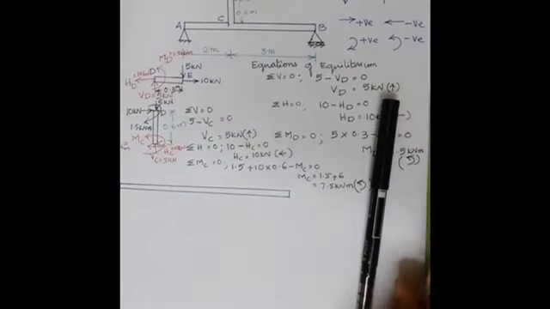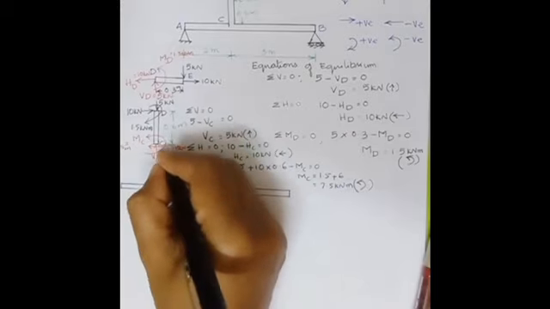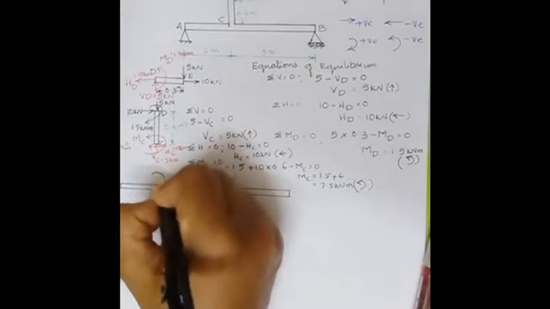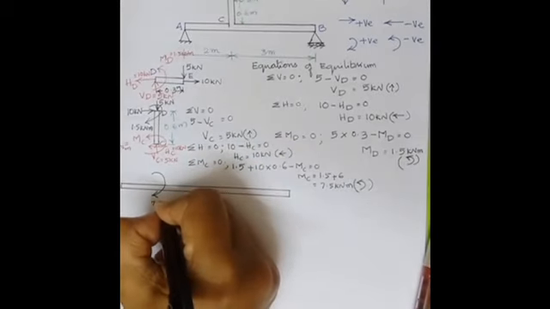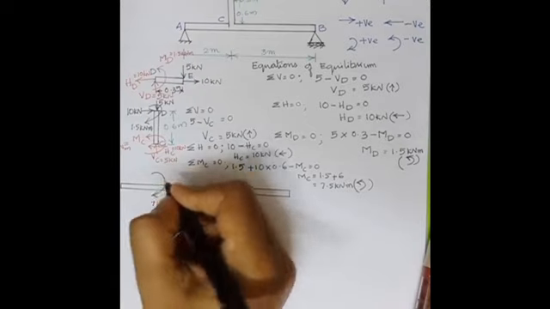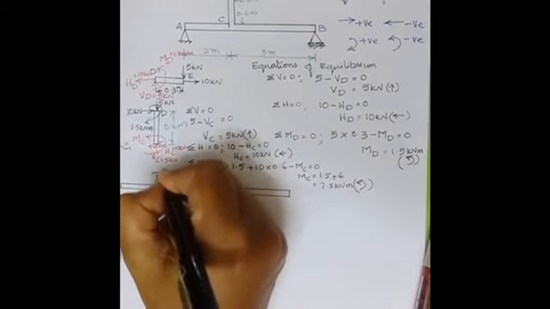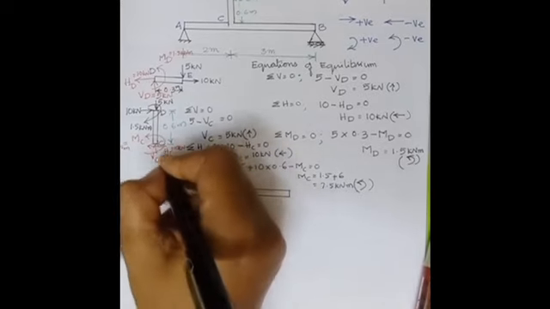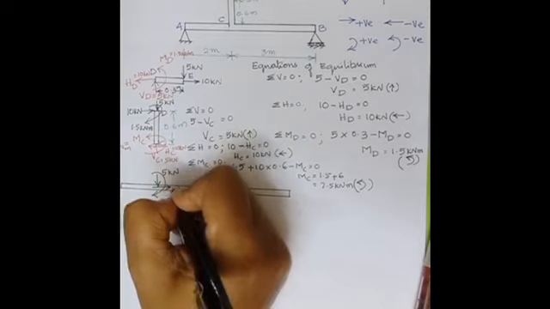Okay. Now let us draw the reactive forces here. MC is anti-clockwise. So at this point C, this will be clockwise, 7.5 kilonewton meter. VC is acting upwards. So at this point this will be acting downwards, 5 kilonewton. HC is acting towards the left. So at this point this will be acting towards the right, 10 kilonewton.